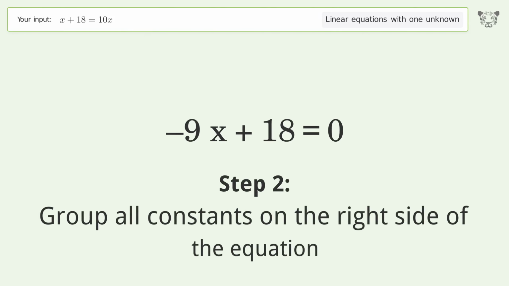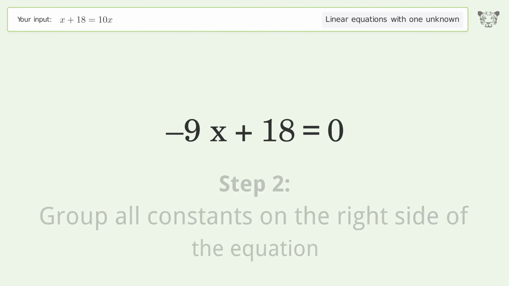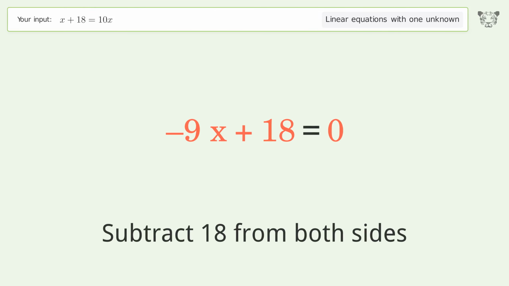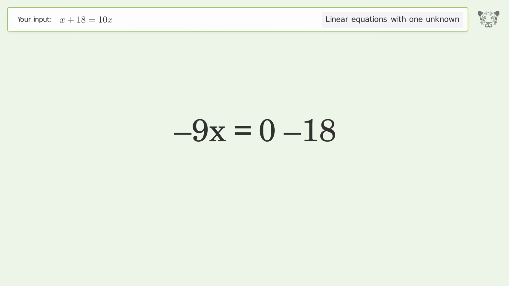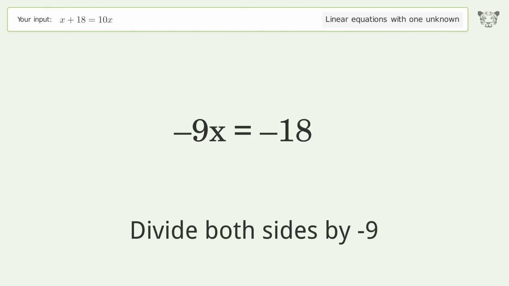Group all constants on the right side of the equation. Subtract 18 from both sides. Simplify the arithmetic. Isolate the x. Divide both sides by -9.